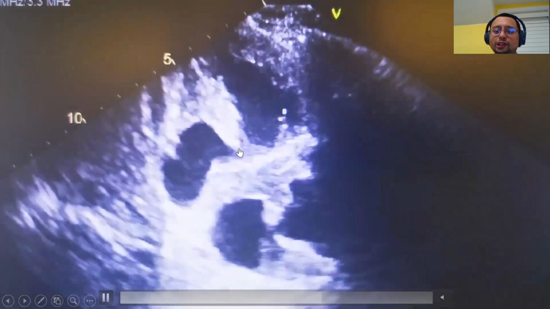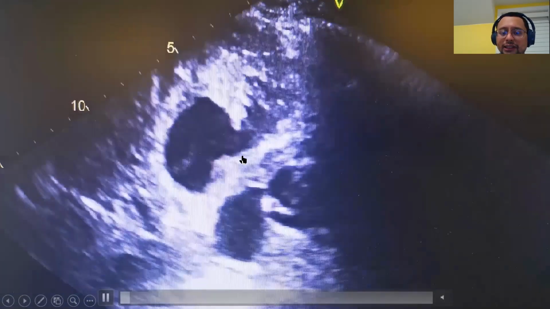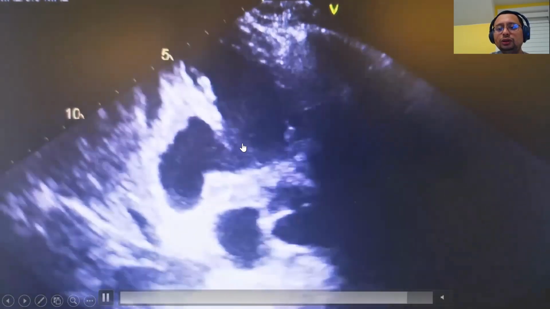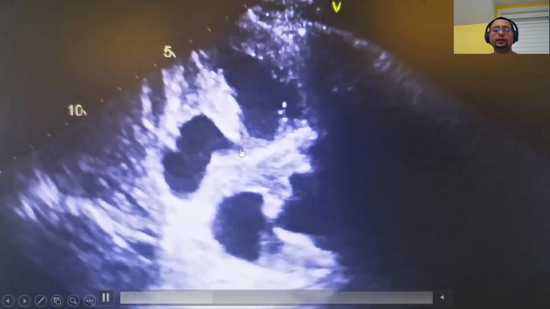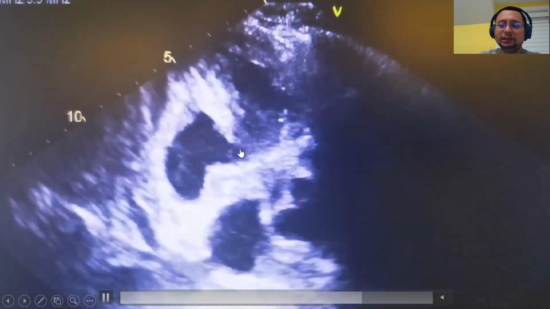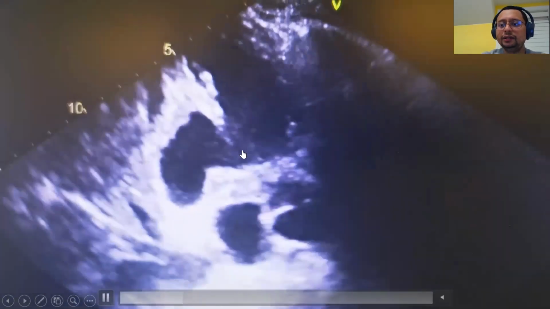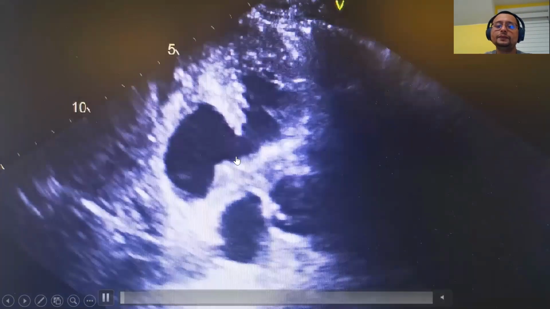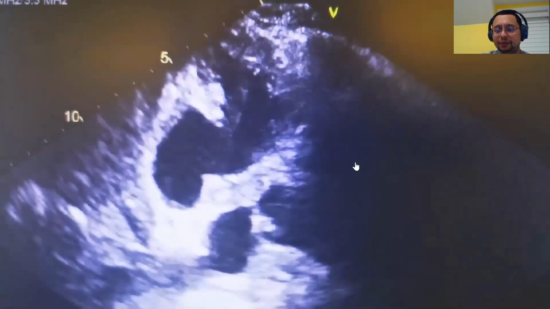Now the difference between pseudoaneurysm and true aneurysm is that in a true aneurysm, the wall of the aneurysm still consists of all layers of myocardium. In pseudoaneurysm, sometimes it can be just the pericardium or clot, and sometimes maybe part of the wall of the heart is disrupted.